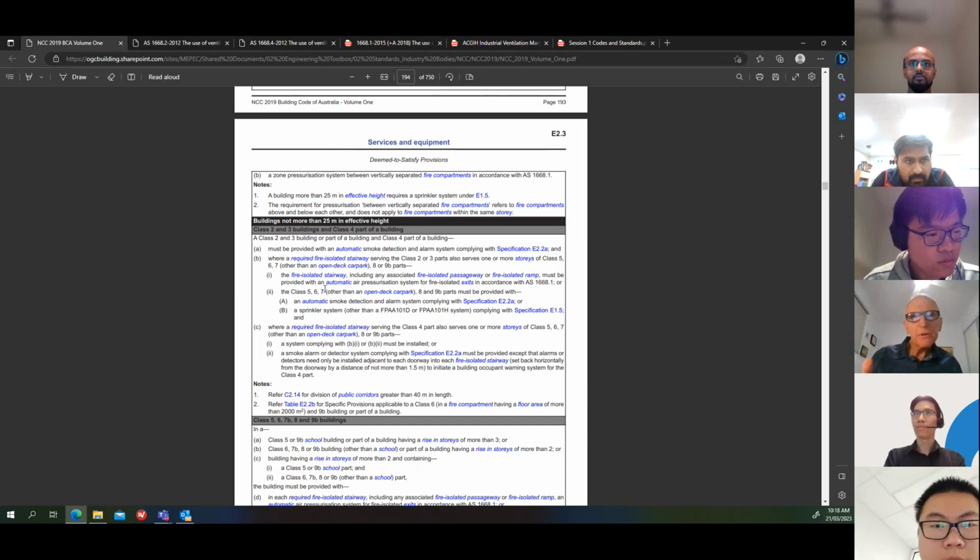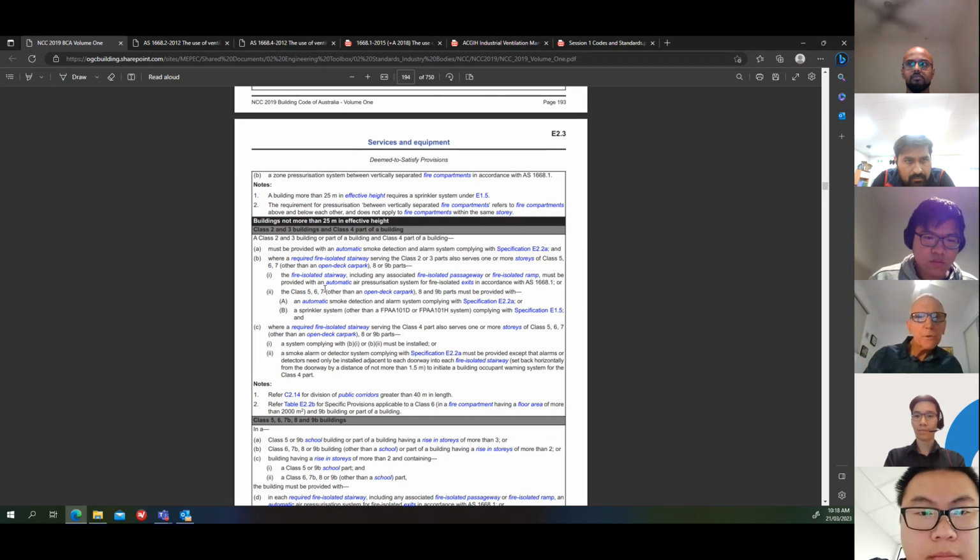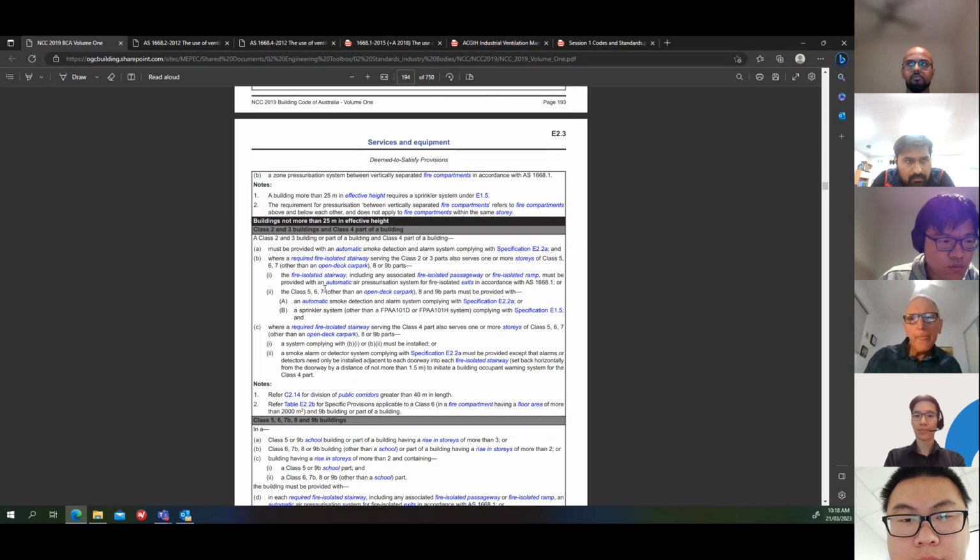However, because of the design of the building or because we're trying to get some concessions in other areas, we want you to put in stair pressurisation. We want you to put in smoke exhaust. So you need to read it, understand what they're asking for.